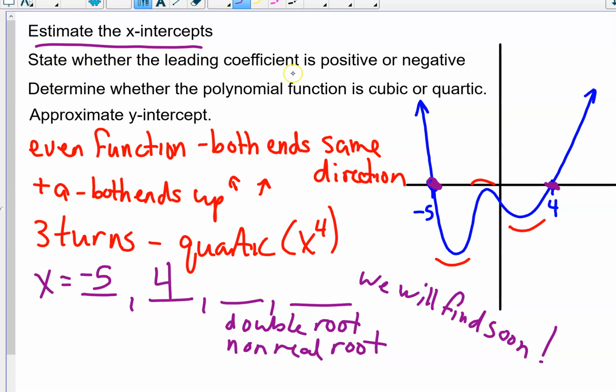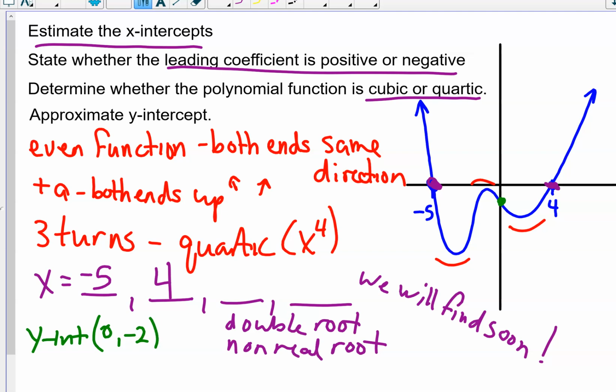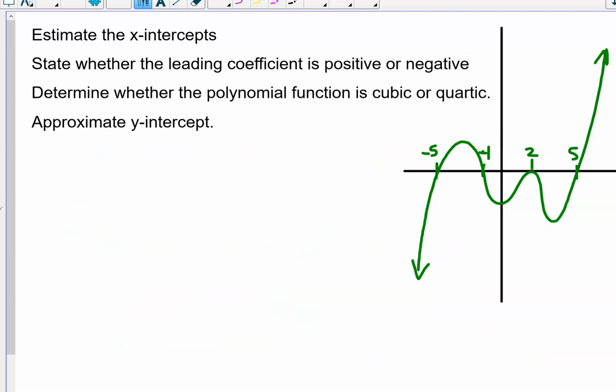Okay, so we did all of what it said here. It said state whether the leading coefficient is positive or negative, determine whether it's quartic or cubic, and then approximate the y-intercept. If I look at the y-intercept right here, I could just approximate it, and I'm going to write it as an ordered pair because it's a point. (0, -2), I'm going to guess it to be. And I've done that one.